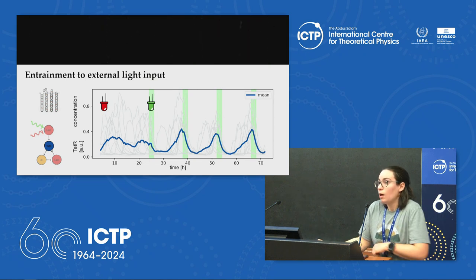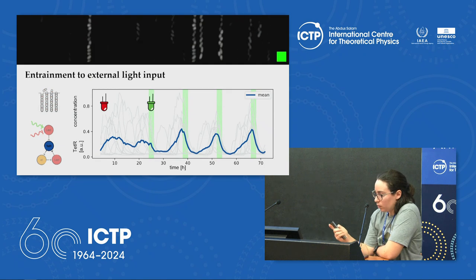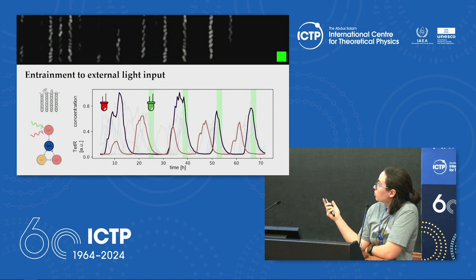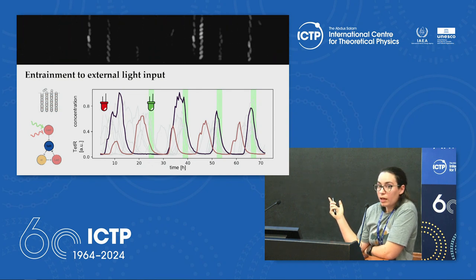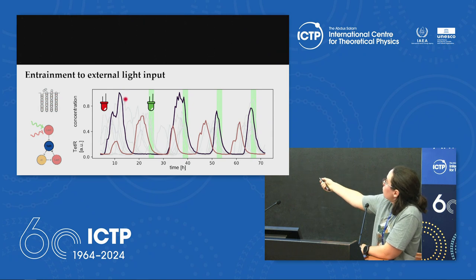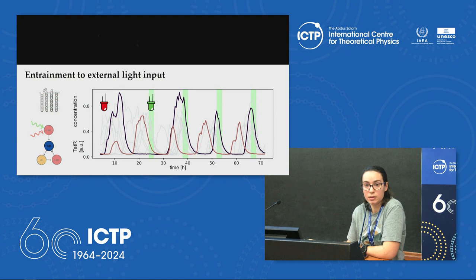Then we started analyzing the behavior of the individual oscillators in this plot. You can see two of them highlighted here. And you can see they're both following the oscillations, but they're doing it in very different ways. For example, the dark oscillator is very slow at the beginning, and then it always receives the light input on the peaks of gene expression, while the other oscillator is very fast at the beginning, makes two oscillations, and then it always receives the light inputs on the valley between the gene expression peaks.